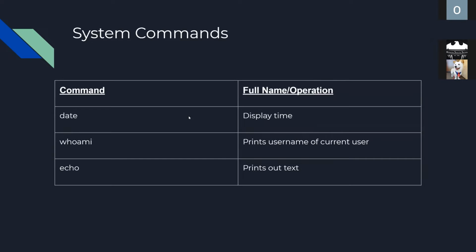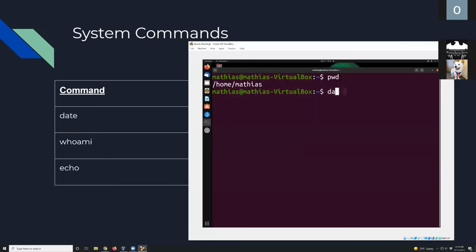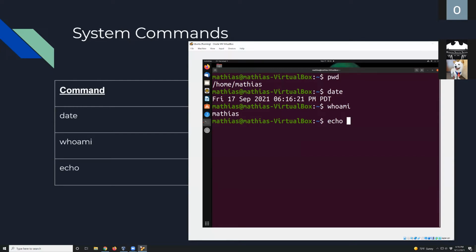Next, we got system commands. Pretty straightforward. date shows the current time, all in detail, and whoami shows the current user. And echo just outputs whatever you put in after echo. So echo hello just prints out hello there.